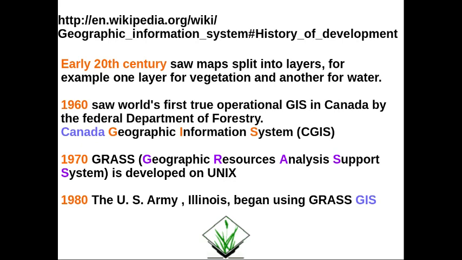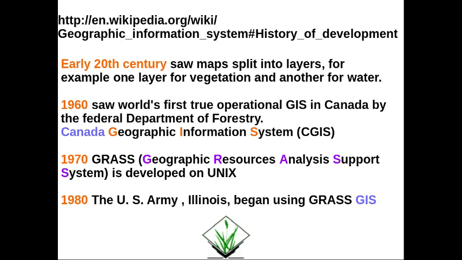The history of GIS, if you see: early 20th century saw maps split into layers, for example, one layer for vegetation and another for water. This is what agriculture engineers require mostly. So this is the closest that it can get. 1960 saw the world's first true operational GIS in Canada by the Federal Department of Forestry: Canada Geographic Information System, CGIS.